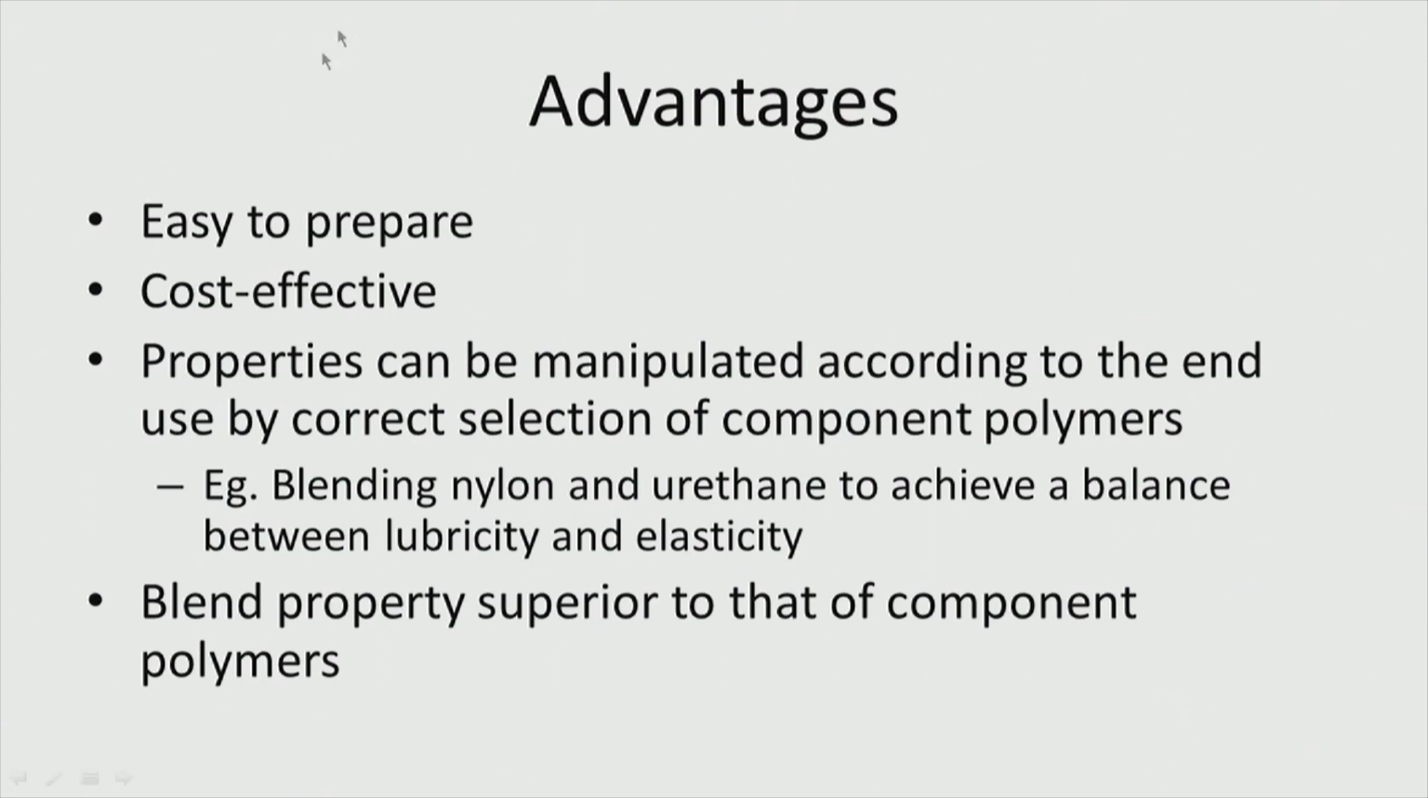Okay. So, advantages of this type of blend: easy to prepare, cost effective, properties can be manipulated, that is the beauty of it. We can blend nylon and urethane. Okay. So, for example, urethane is like rubber, nylon is okay, very strong. So, we can achieve both by mixing, and generally blend properties will be superior to the individual properties. So, we can achieve advantages of both the polymers into this blend.